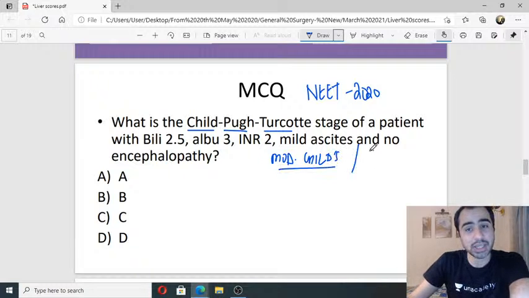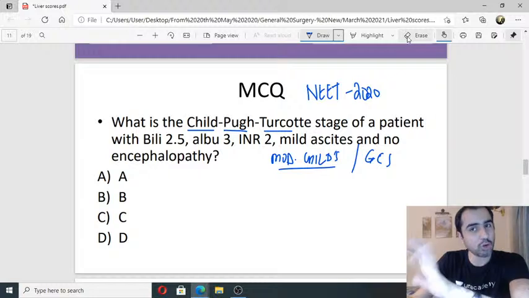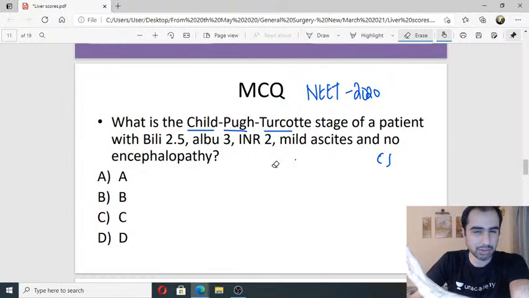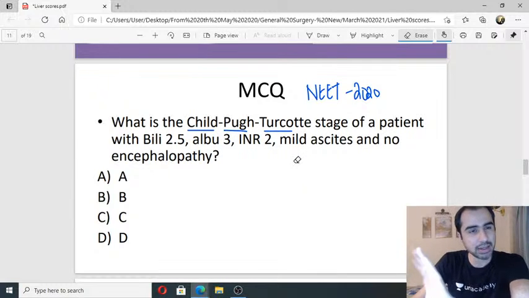There is only one GCS, Glasgow Coma Scale. There is no modified Glasgow Coma Scale. So I also take it as the conventional GCS. Similarly, take it as the conventional Child score.